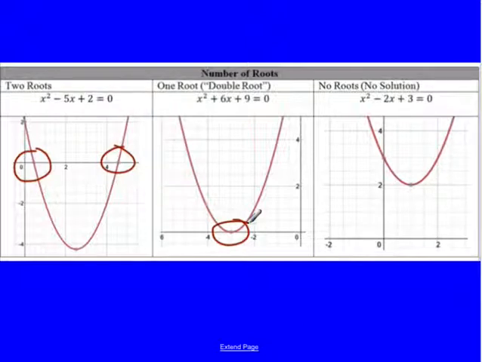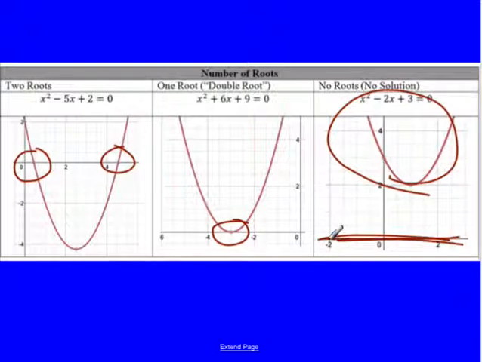Now on number 6, we got no solution. So when we got no solution, that means that our parabola is never going to cross the x-axis. That's why no solution exists, because it's not crossing it.